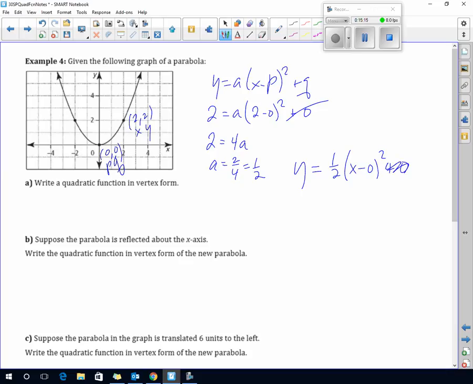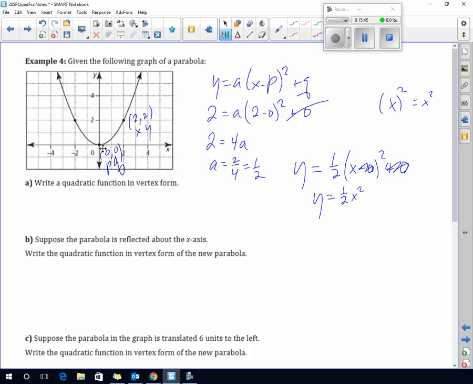That's okay. x in brackets is the same thing as x squared, right? It doesn't do anything. That's fine. You won't lose any marks. Okay, so the next one is, suppose the parabola is reflected about the x-axis. Write the quadratic function in the new form. So they're saying this now gets reflected. What would my new equation be? Oh, you guys are brilliant.